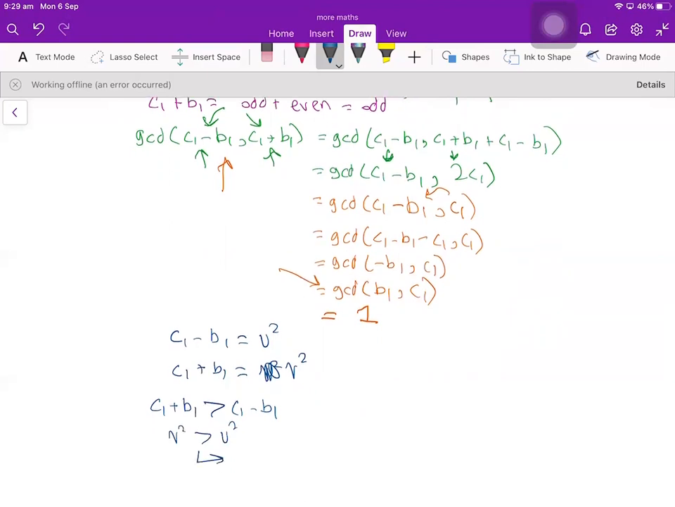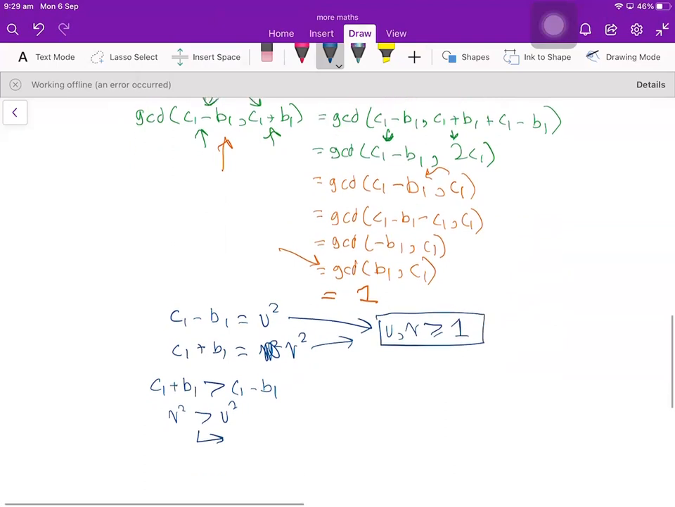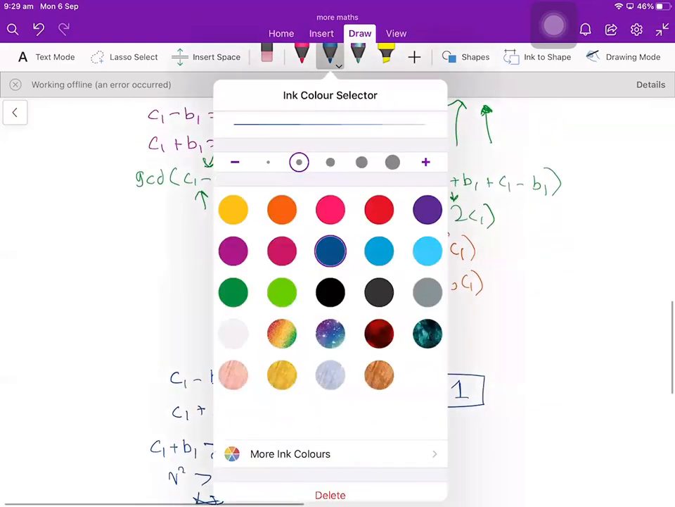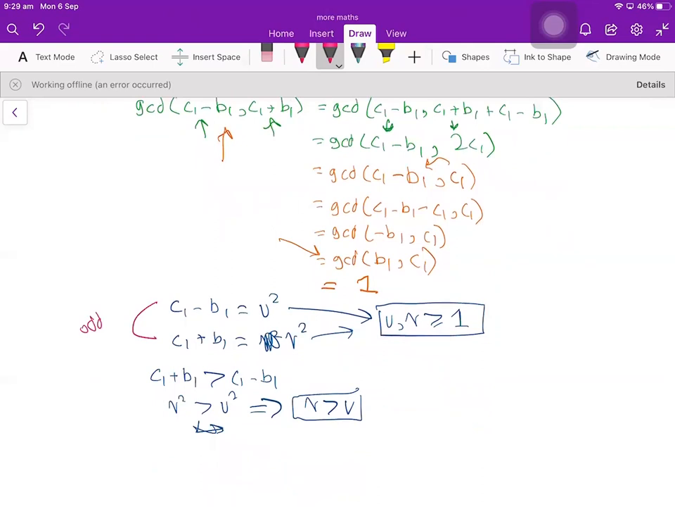Also we'll write u and v are going to be positive. So since u and v are positive, this is the same as saying v is greater than u. And also, since both of these numbers are odd, it means u squared and v squared are odd, so u and v are odd.